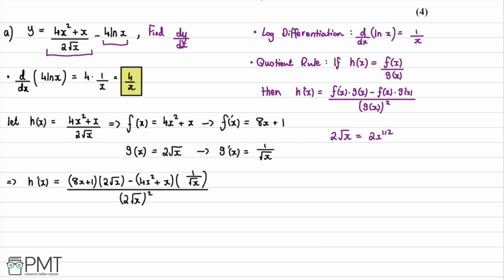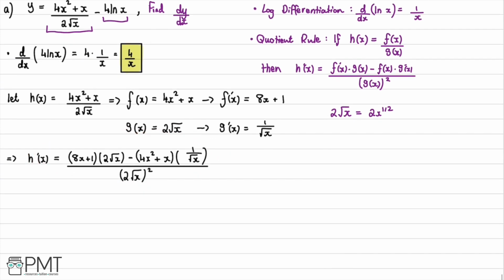So now all that's left for us to do is to take our term here and our term here, and merge them together to give us dy by dx. But firstly, to make things slightly easier later, we're going to simplify this h of x derivative here. This is going to be slightly tedious, but we're just going to work through it slowly.